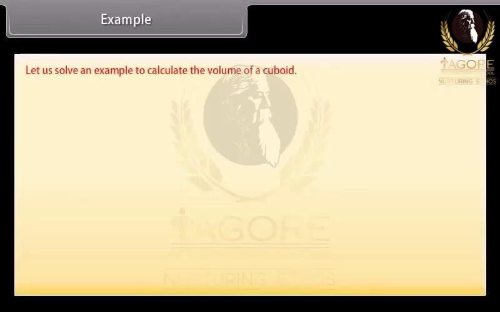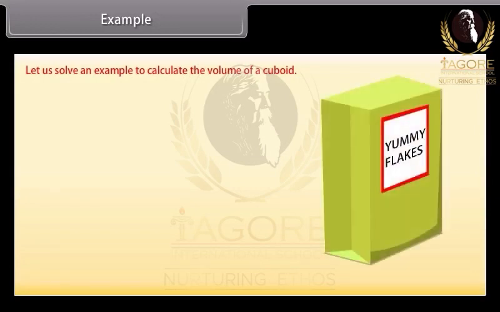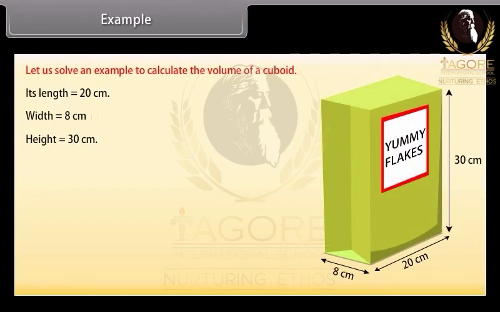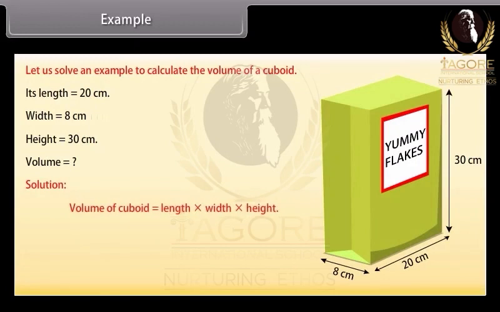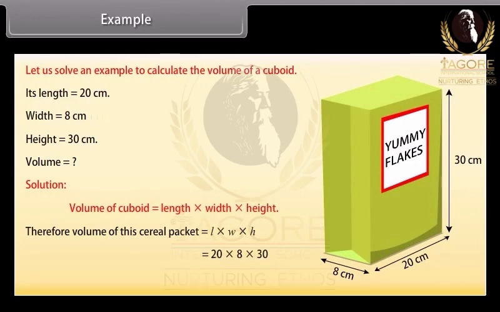Example. Let us solve an example to calculate the volume of a cuboid. Look at this cereal packet. Its length is 20 cm, width is 8 cm, and height is 30 cm. We have to find its volume. We know that the volume of a cuboid is length into width into height. Therefore, volume of this cereal packet is equal to L into W into H, which is equal to 20 into 8 into 30, and this is equal to 4,800 centimeter cube.